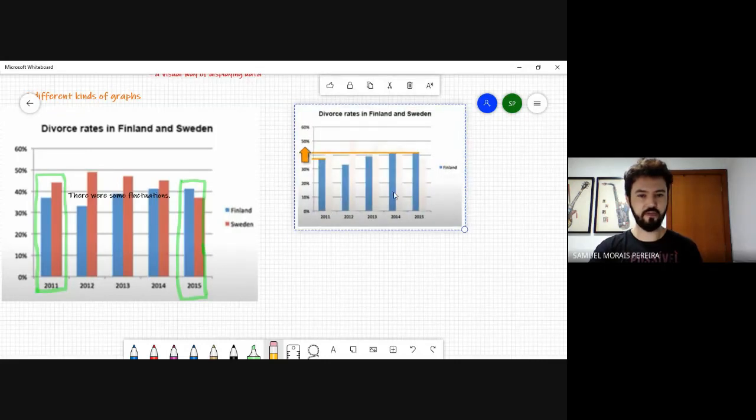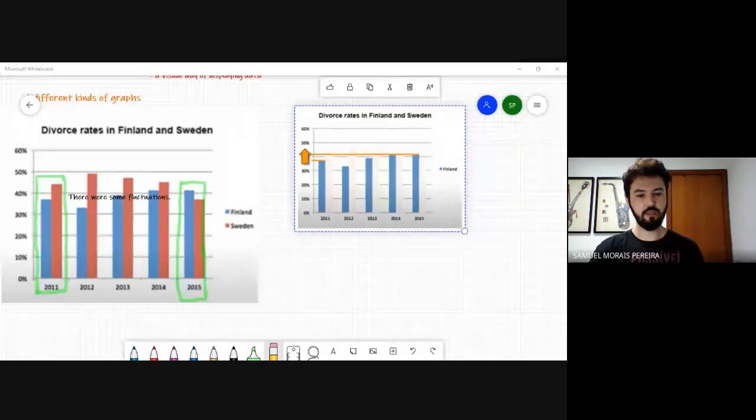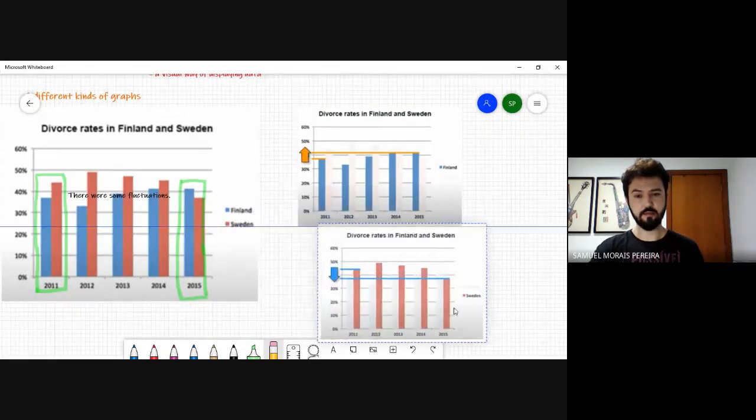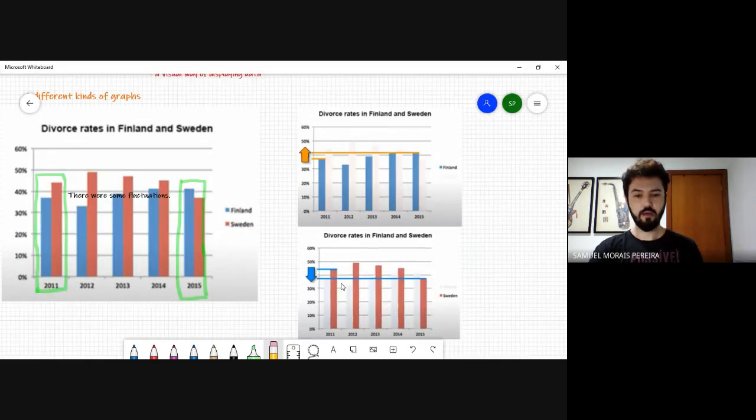So when you consider Finland, can you see that the red column has been removed from here? And here you have the arrow pointed upward, showing that you can see over the years, you can see that there was an increase in Finland's divorce rates, okay? And when we look at the other case, Sweden's case, pay attention, I have here another graph, and you can see here that now Finland has been removed, okay? And you can see just the situation involving Sweden.